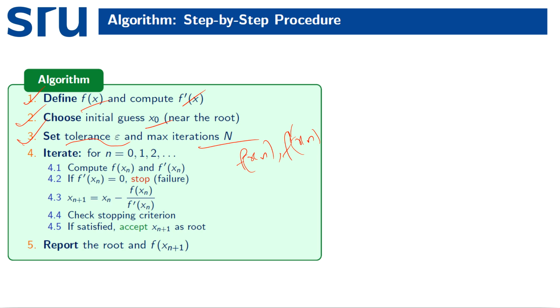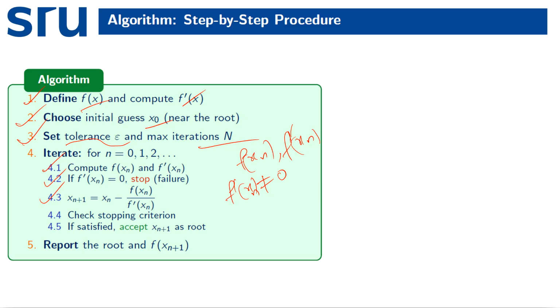Then step 4.2 is checking the derivative condition. It means that f'(xn) should not be equal to 0 for that guess xn. If it is 0, stop immediately because division by 0 would lead to failure. That is not possible. So the method will fail in this case if f'(xn) is 0. In the next step, we are having how to apply the iteration formula.